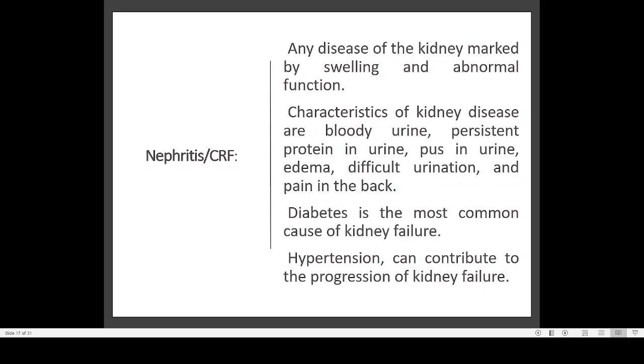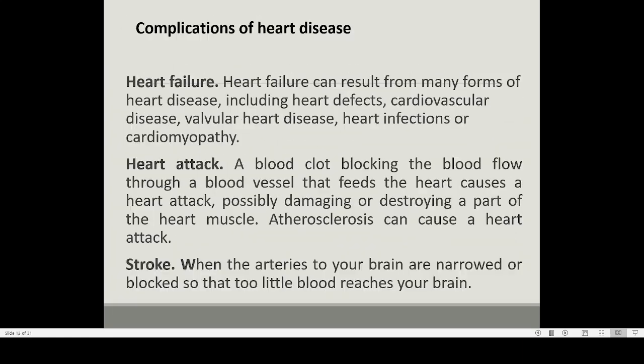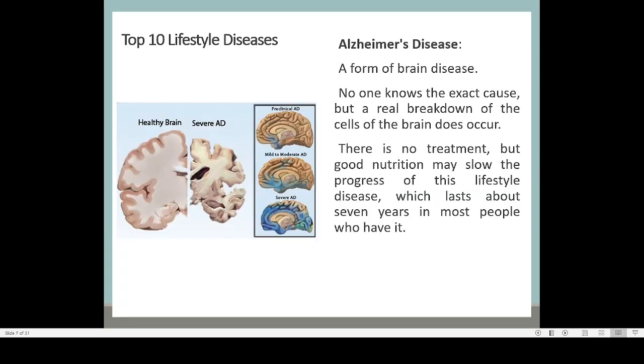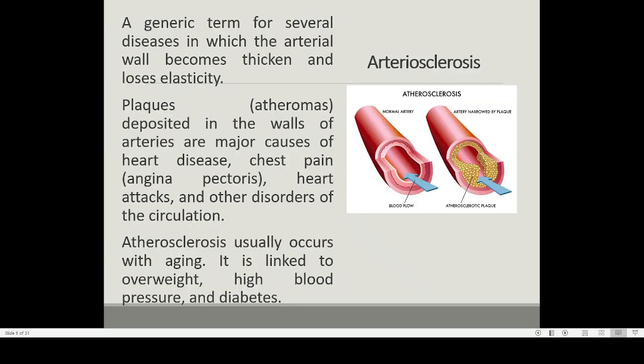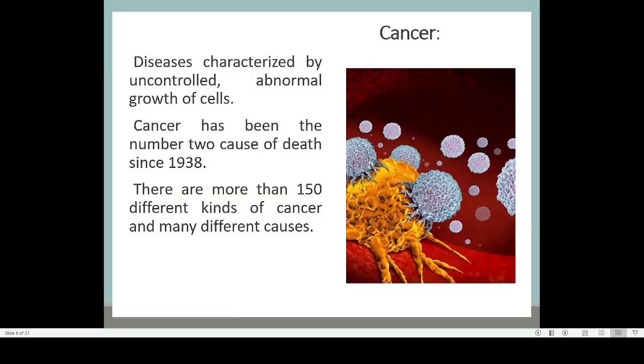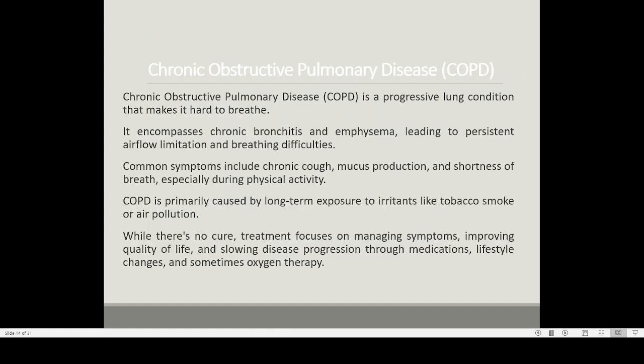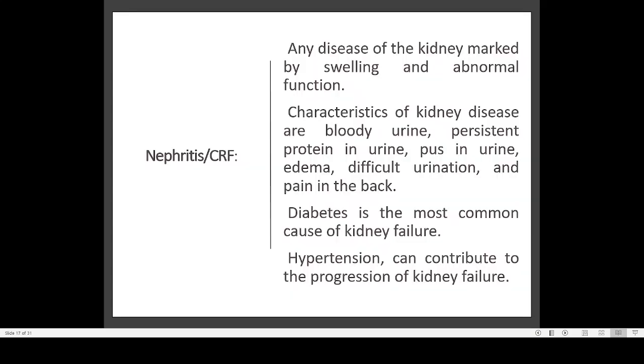Studying about lifestyle diseases. In the previous class I told you what a lifestyle disease is. A lifestyle disease is a disease that develops as a result of our mode of lifestyle. We have also seen some of the common lifestyle diseases like Alzheimer's disease, arteriosclerosis, cancer, heart disease, then chronic obstructive pulmonary disease, and finally. Up to that we have studied, and today we will study two or more diseases.